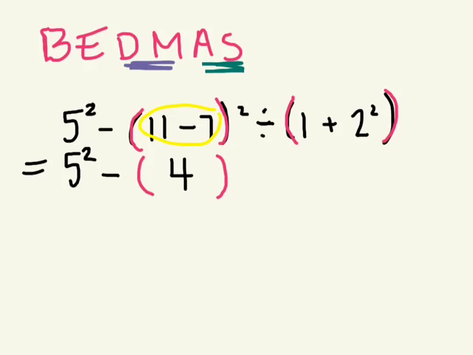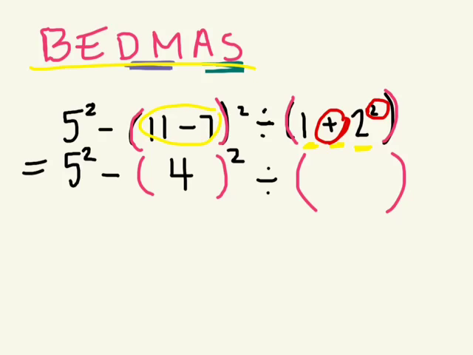And what's outside the bracket? Exponent 2. So it's actually 4 to the power of 2 divided by, now this one here, what does it say inside the bracket? 1 plus 2 to the power of 2. BEDMAS rule applies inside a bracket as well. So I have 1 plus 2 to the power of 2. So I have addition, but I also have an exponent. Which one do I have to simplify first? This is the exponent. Good.